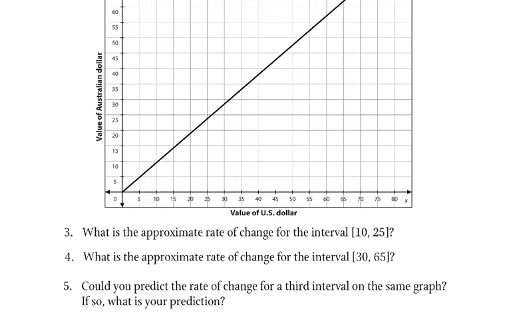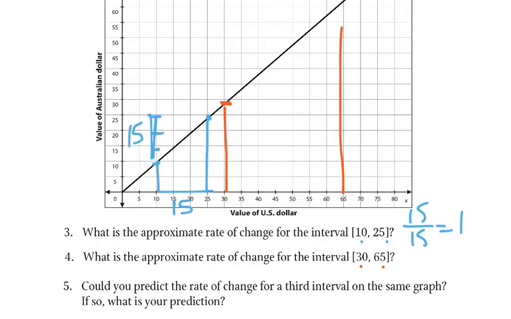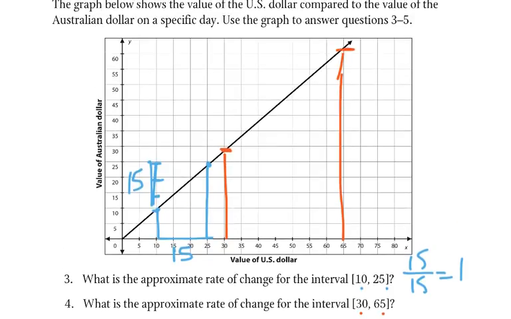Okay, let's see if we've got 10 to 25. They're about in the same position, so we go up 5 each block. So 5, 10, 15. So a vertical change of 15 and a horizontal change of 15. So 15 over 15 would give us 1. Then we do 30 and 65. So 30 goes up to about here. 65 goes up about there. So that would be 35 horizontal.